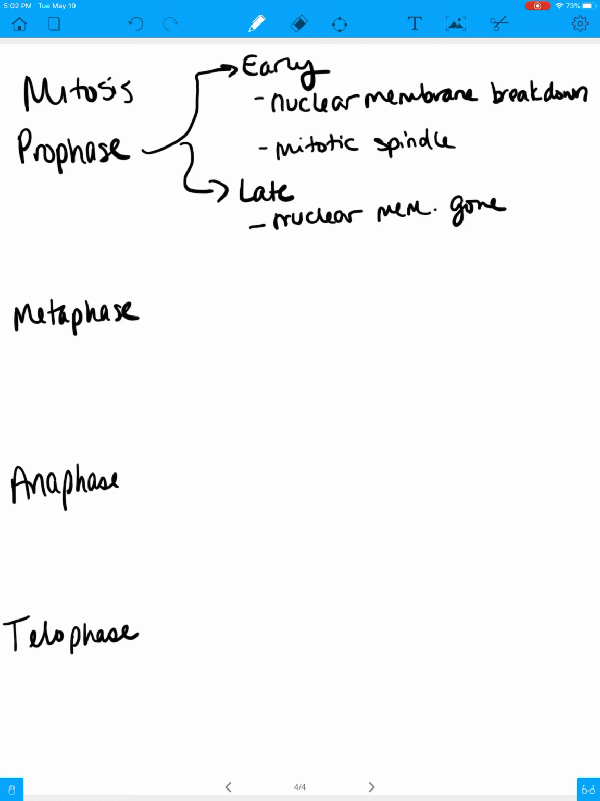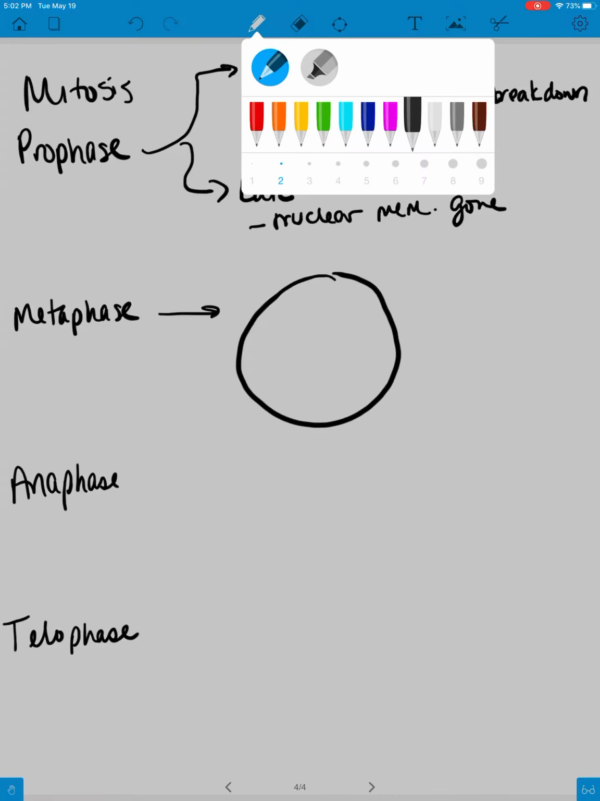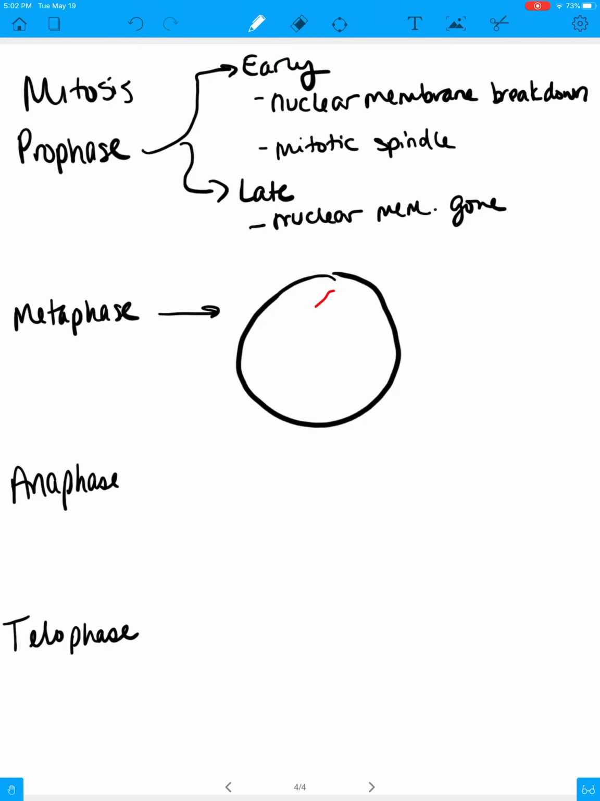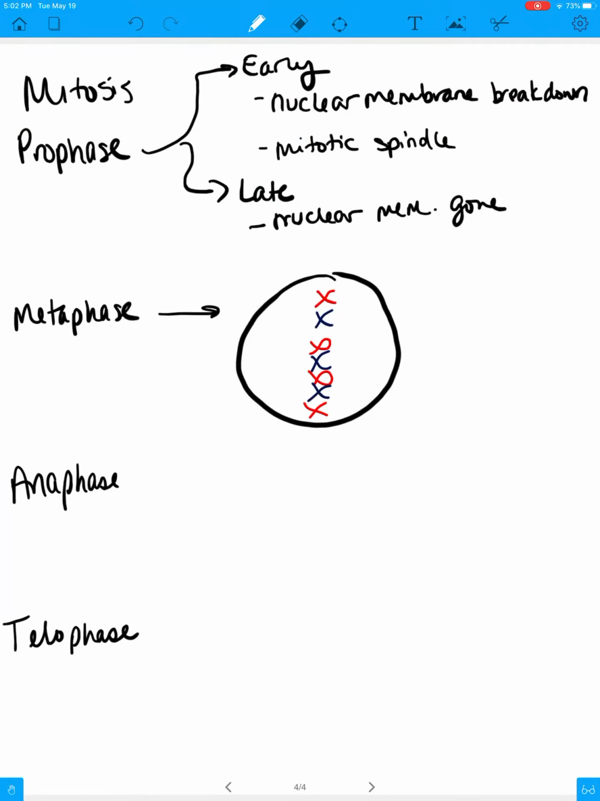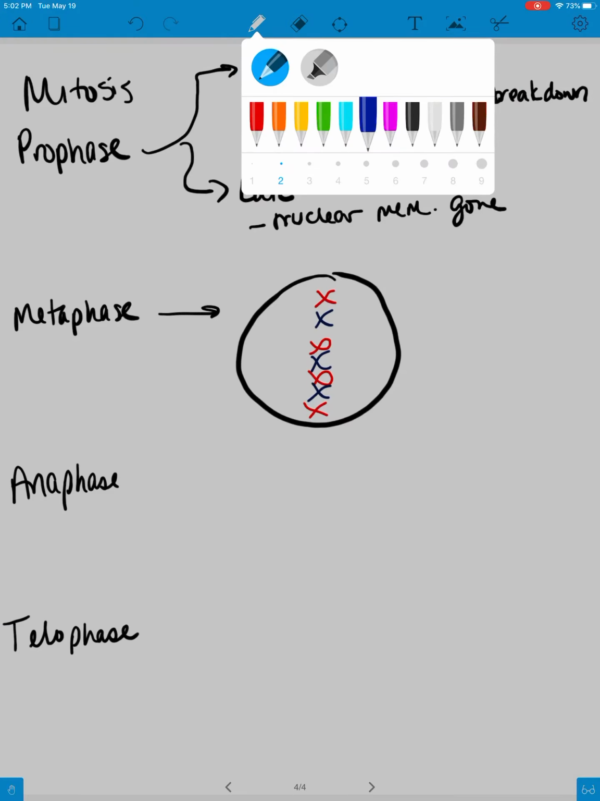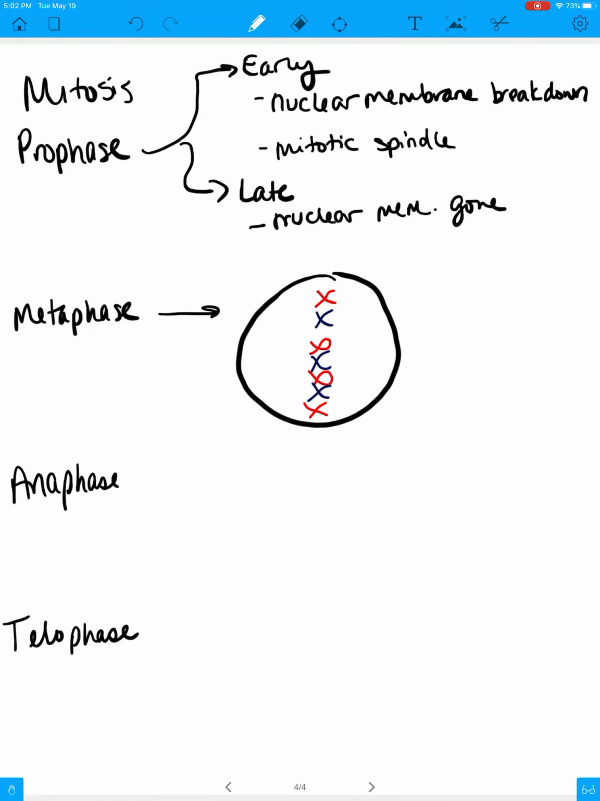All right, so now we move into metaphase. And the hallmark of metaphase is that the chromosomes will line up on the center of the cell. Now remember, I'm trying not to get too fancy here. Remember, we have copies of moms and we have copies of dads, right? So it's looking something like this. All these chromosomes are lining up on the center of that cell. They sometimes describe it as lining up on the equator of the cell, like the equator on the earth.